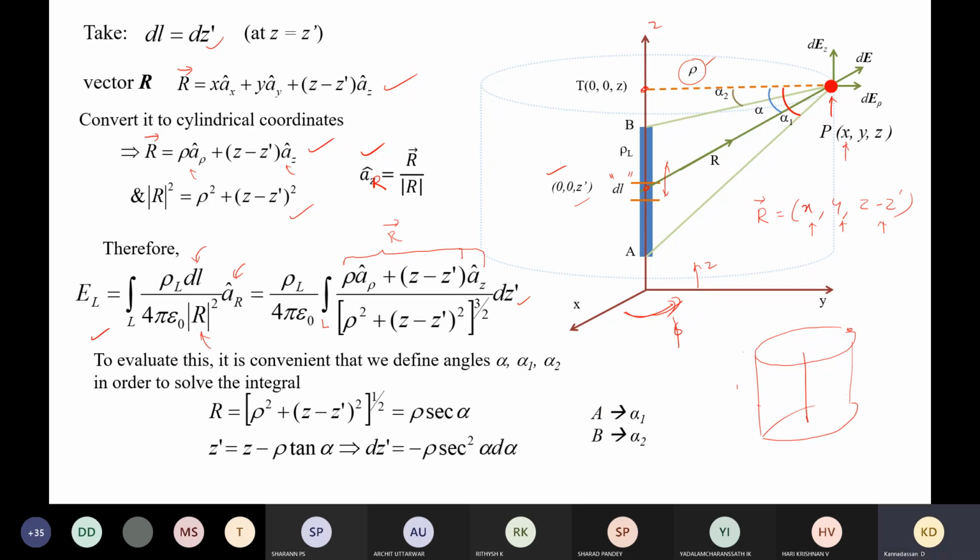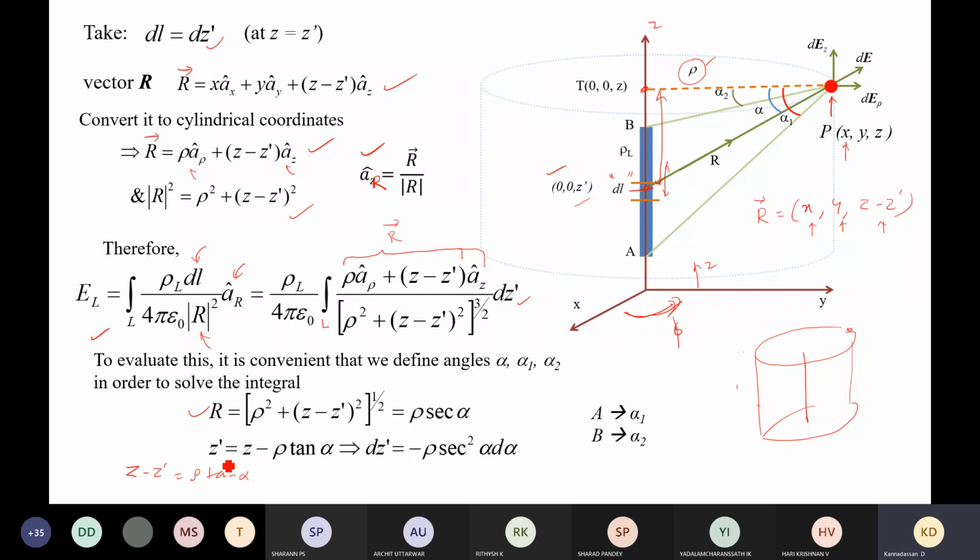vector with this coordinate system. For that, alpha is defined. So the R vector is defined, which is nothing but rho secant alpha. You can apply this simple trigonometry and you will get that. Similarly, we know that this Z minus Z dash is nothing but rho tan alpha. So this particular distance is nothing but Z minus Z dash, and this can be defined by rho tan alpha.